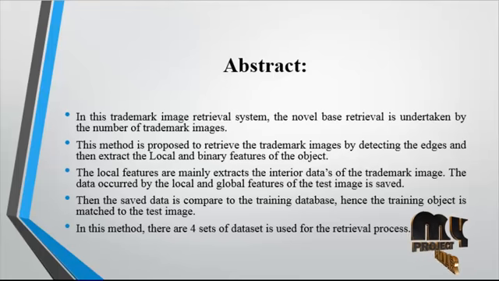Now we discuss the abstract for the process. A trademark image retrieval system is proposed in this work to deal with the vast number of trademark images in the trademark registration system. The proposed approach commences with the extraction of edges using the Canny edge detector, performs a shape normalization procedure, and then extracts the global and local features.